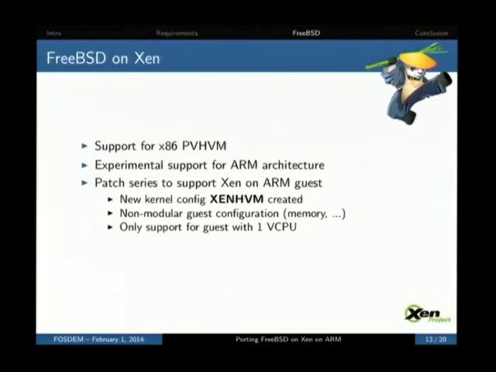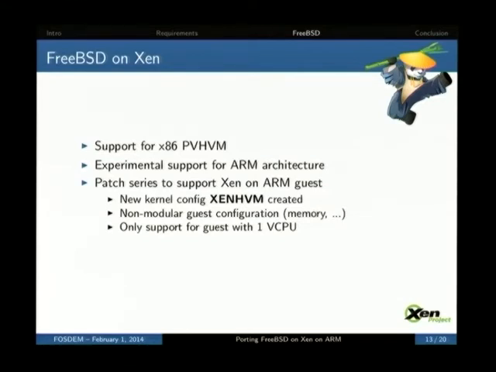When I started to port FreeBSD, there was already support for x86 PVHVM, so I didn't start from scratch. The support for ARM was still experimental. That means that most of the work is done, but there is some missing SMP support for Cortex-A15 and some missing device tree bindings. I started the port in September. I sent a patch series a few weeks ago on the mailing list, so we have support for Xen ARM guest. It's based on a different config file.